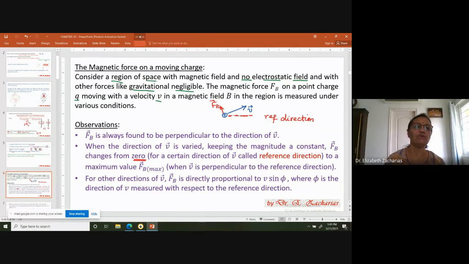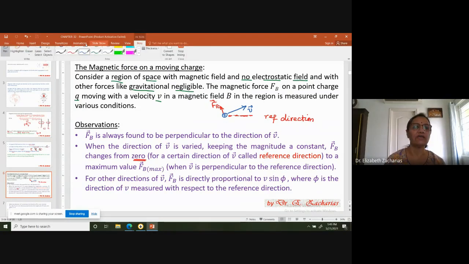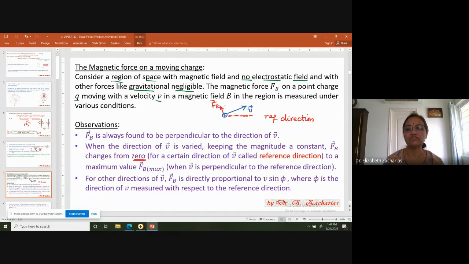Okay. And you're also finding that with respect to this reference direction, if you take another direction which is perpendicular to the reference direction, you're finding that the force is a maximum. The magnetic force is a maximum. I hope you're understanding this. For all directions of velocity, you're finding that FB is going to be perpendicular to the velocity. So that's the first point.